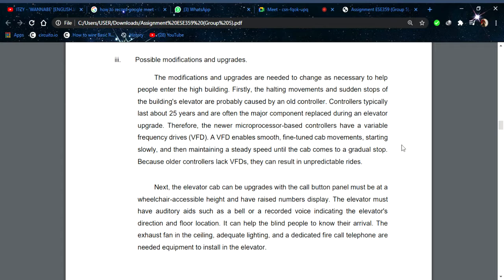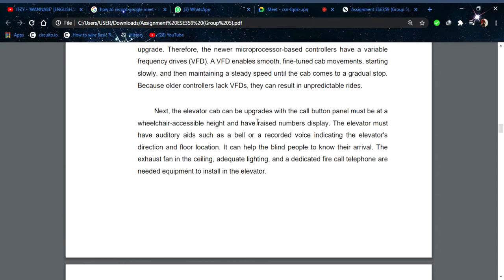This VFD can smooth and fine-tune cab movement, starting slowly and then maintaining a steady speed until the cab comes to a gradual stop. Because the older controller, which is an elevator without VFD, can result in unpredictable rides.